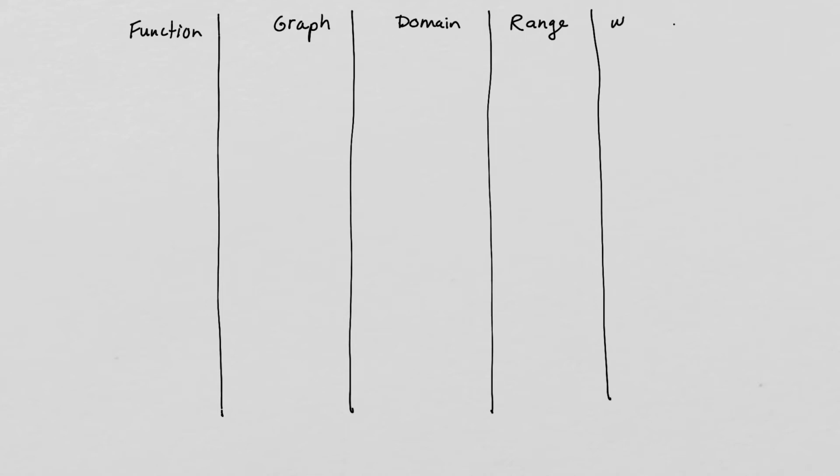Okay. So we're going to talk about our function. We're going to talk about the graph. We're going to do the domain, the range, and what quadrants we're looking in.